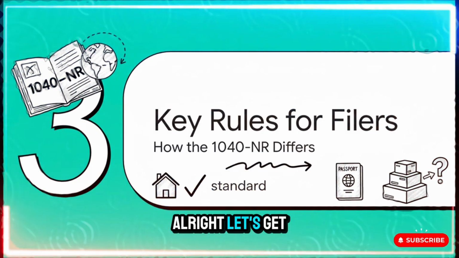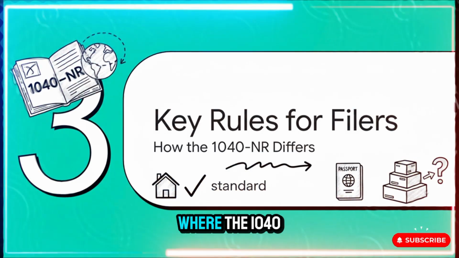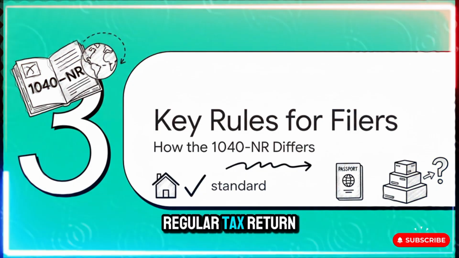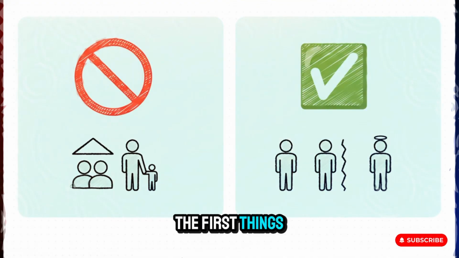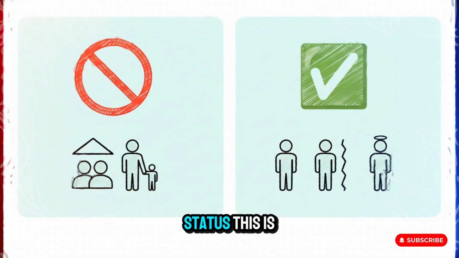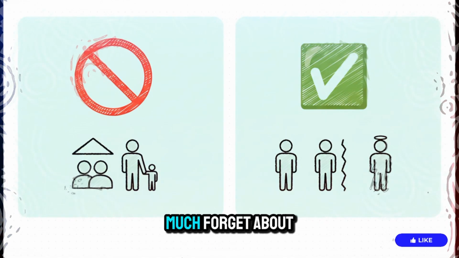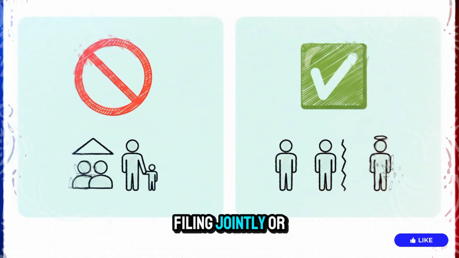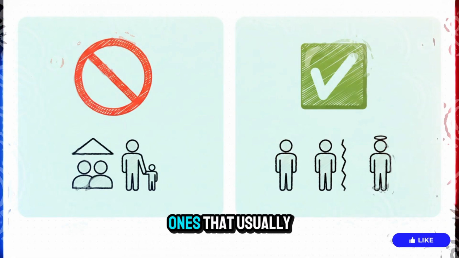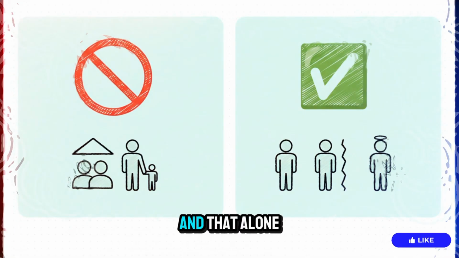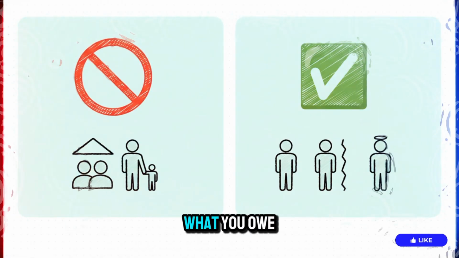All right, let's get into the nitty-gritty, because this is where the 1040-NR really shows how different it is from a regular tax return. One of the first things you'll notice is your filing status. This is a huge one. As a non-resident, you can pretty much forget about using married filing jointly or head of household, the ones that usually save you a ton of money. Your options are much more limited, and that alone can make a big difference in what you owe.